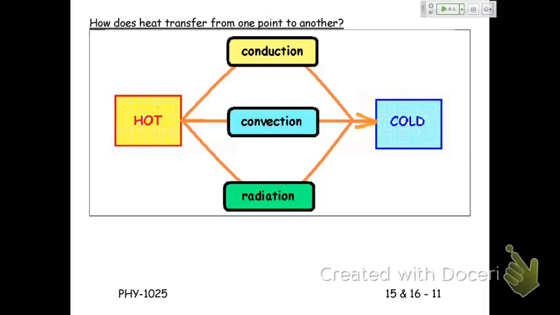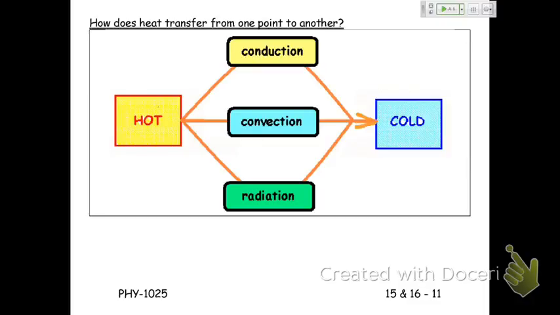Okay. Let's talk about the way that things can get from the hot object to the cold object. There are 3 ways: conduction, convection, and radiation. Let's actually just briefly discuss them.